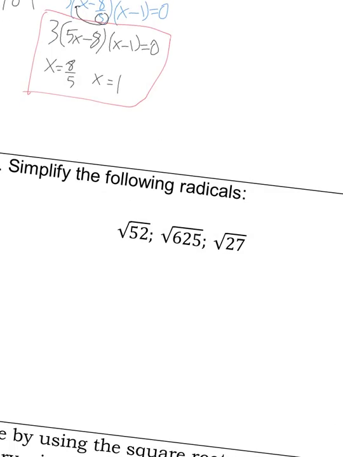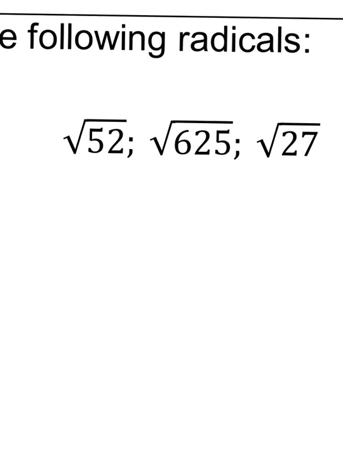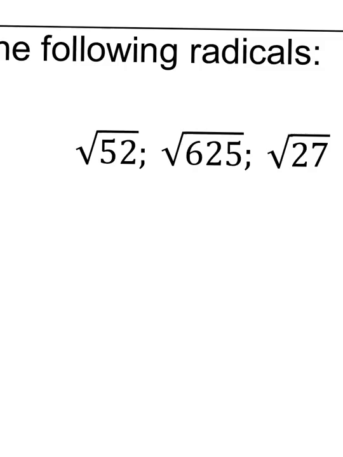Alright, so from here on out, we're going to simplify some radicals. So if it's not a perfect square, you need to simplify the radicals. So 52. What numbers multiply to get 52? I know it's 26 and 2, and I know it's 13 and 4, and 52 and 1, but that doesn't help. So 26 and 2, none of those have a square root, but 13 and 4 do.